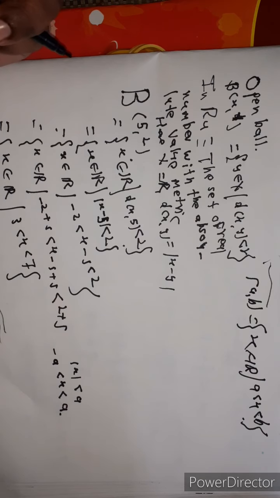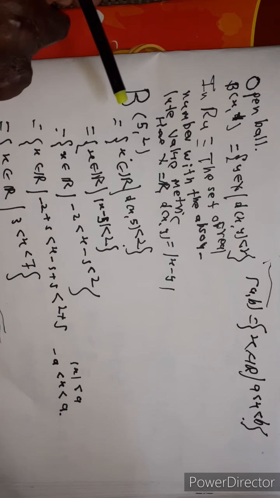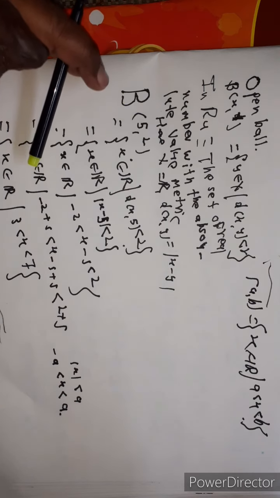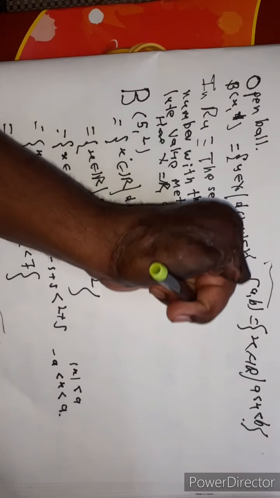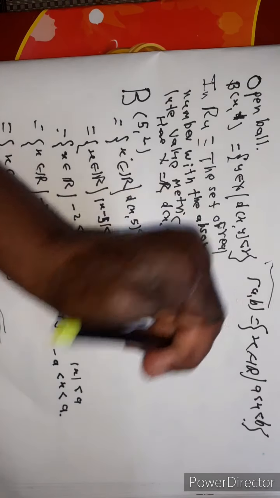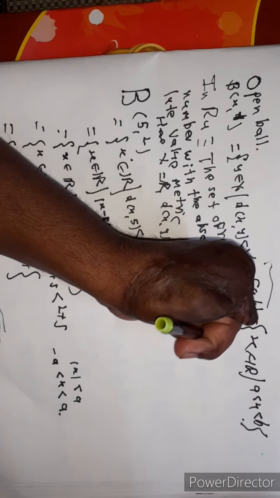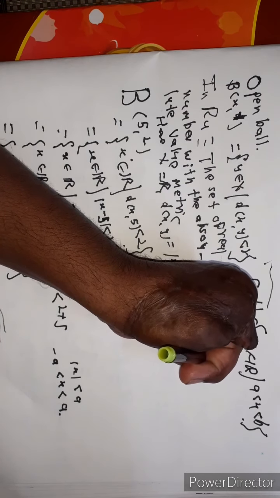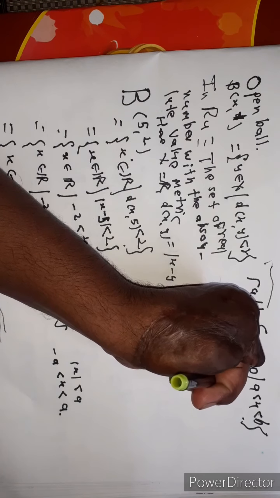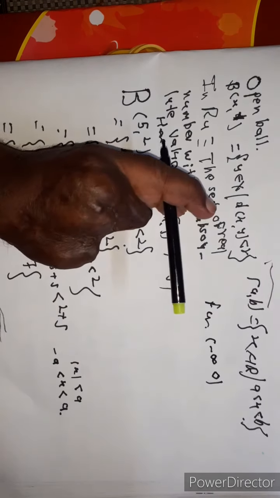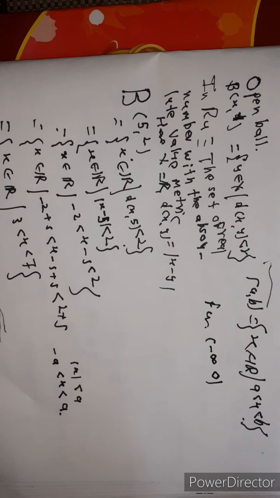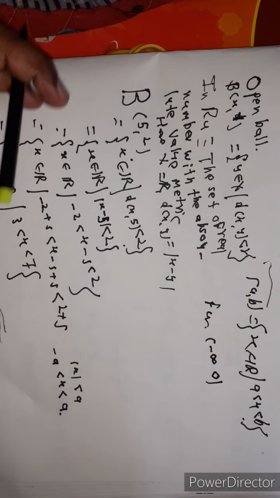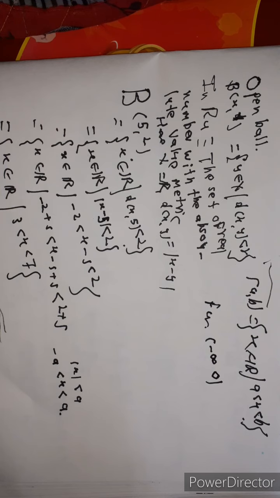Now see, means every open ball in (R, u) is an open interval, but every open interval is not an open ball. For example, minus infinity to 0 is an open interval, but it is not an open ball. Now, second example of open ball here.